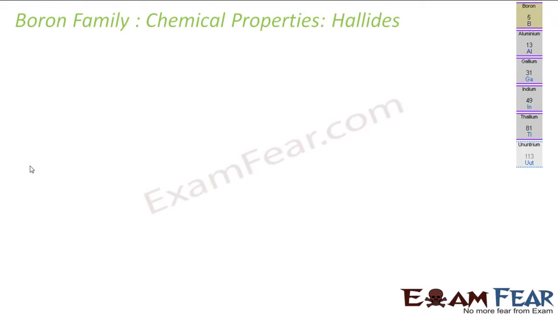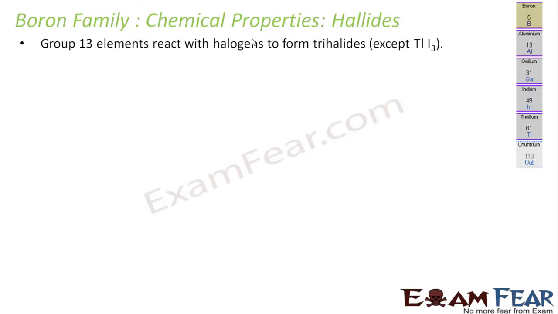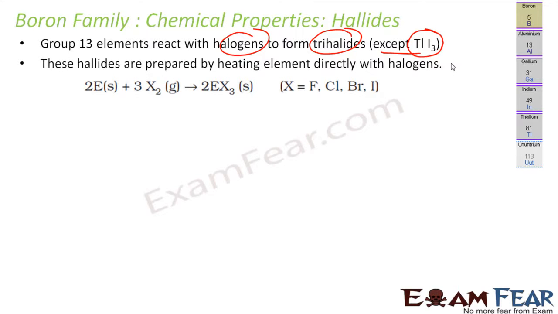Let's talk about halides now. Group 13 elements easily react with halogens to form trihalides. The exception is thallium iodide, it doesn't form this, but other than that, the group 13 elements, boron, aluminum, gallium, they all form trihalides.